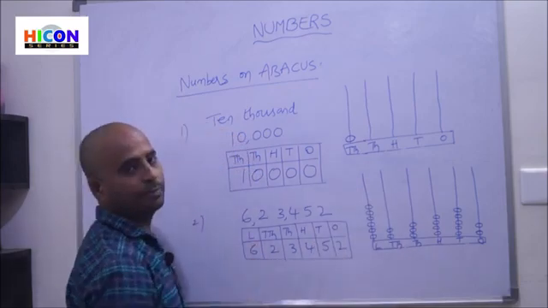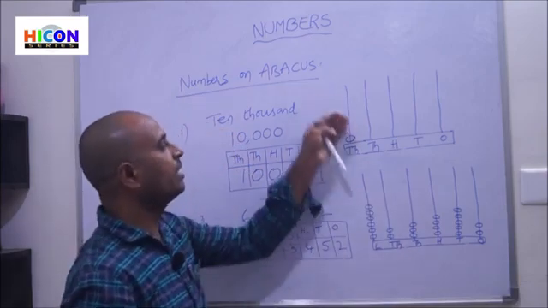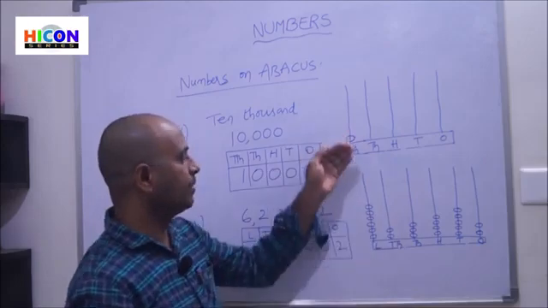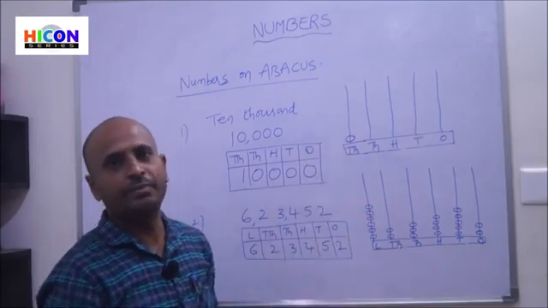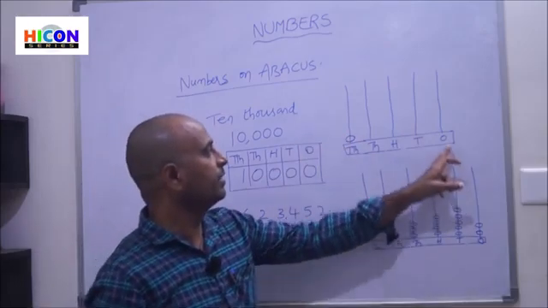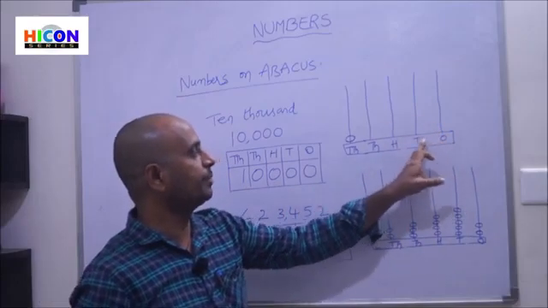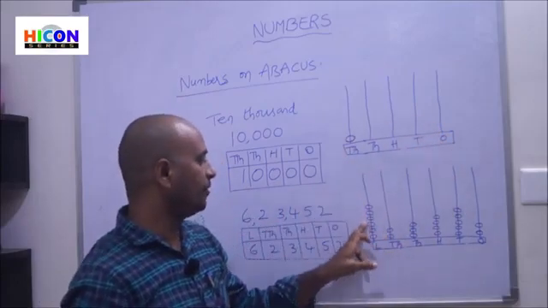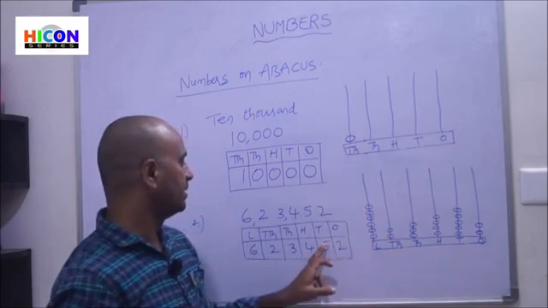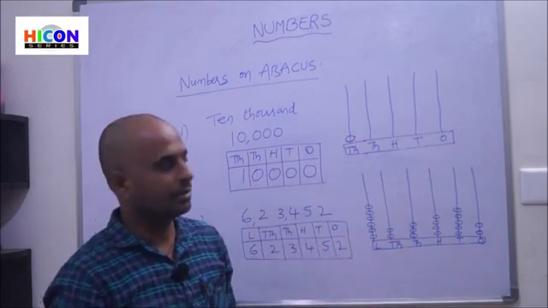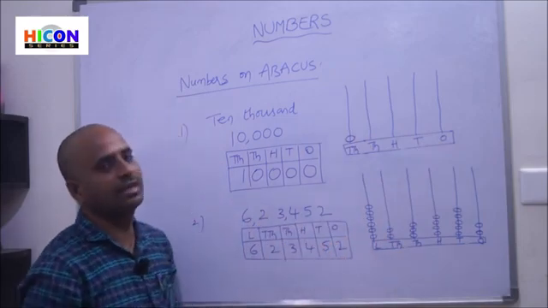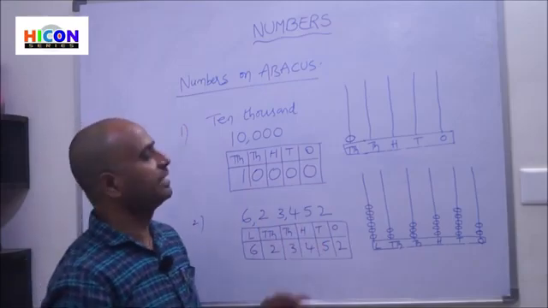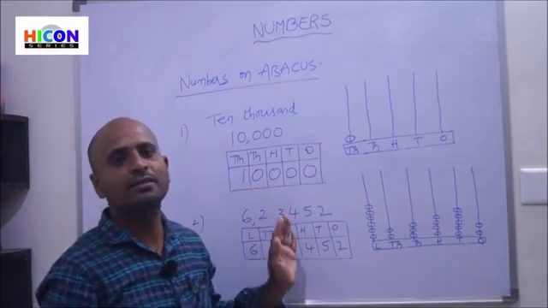So this is the representation of numbers on abacus. By using abacus, we can represent any number. In abacus, there will be sticks. Each stick represents a place, and the number of beads represents the digit in the number. So the representation of numbers on abacus part is completed.